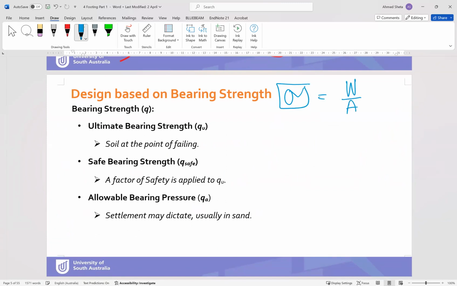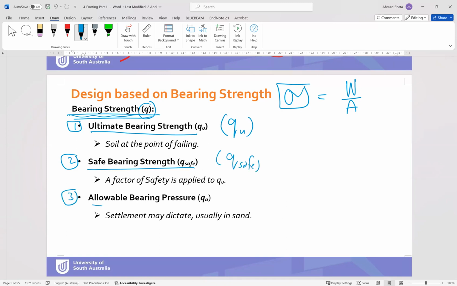So for this stress to be safe, we need to know some parameters of the soil, the bearing strength, Q. The first one for the bearing stress is the ultimate bearing strength, Q ultimate. The second is safe bearing strength, Q safe. And the third is allowable bearing pressure, QA. Okay, so in design, we have three parameters we need to know. What is the definition of these parameters?